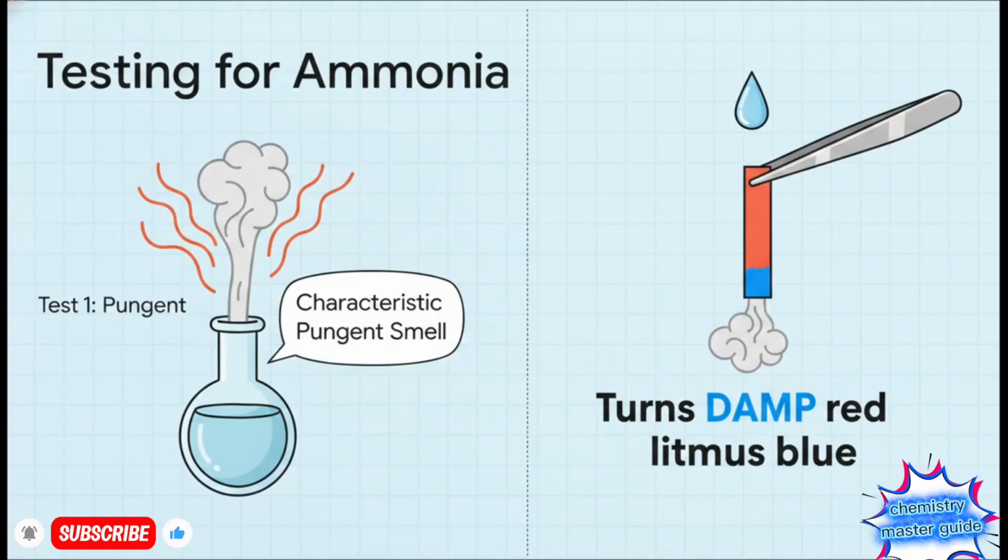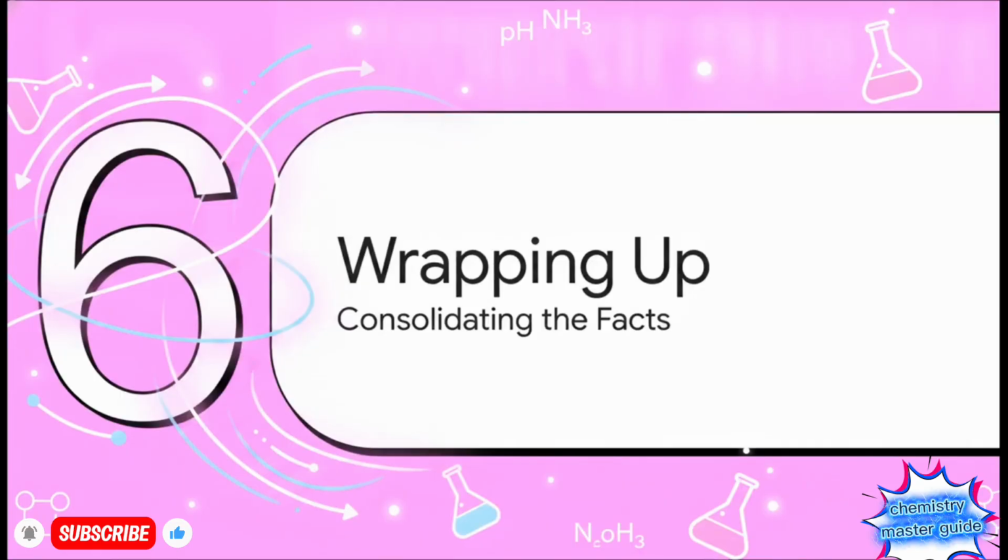Now, you might be wondering, how do you actually prove that the invisible gas floating away is ammonia? Well, you test for it. And ammonia has two massive, undeniable giveaways. First, it has an incredibly sharp, characteristic pungent smell. Believe me, it hits your nose hard. Second, because ammonia gas is actually a weak alkali itself, if you hold a piece of damp red litmus paper in the gas, it'll turn blue. The paper must be damp, though, so the gas can dissolve and form those hydroxide ions to trigger the color change. Let's move to Section 6 and see how this all builds together in wrapping up.